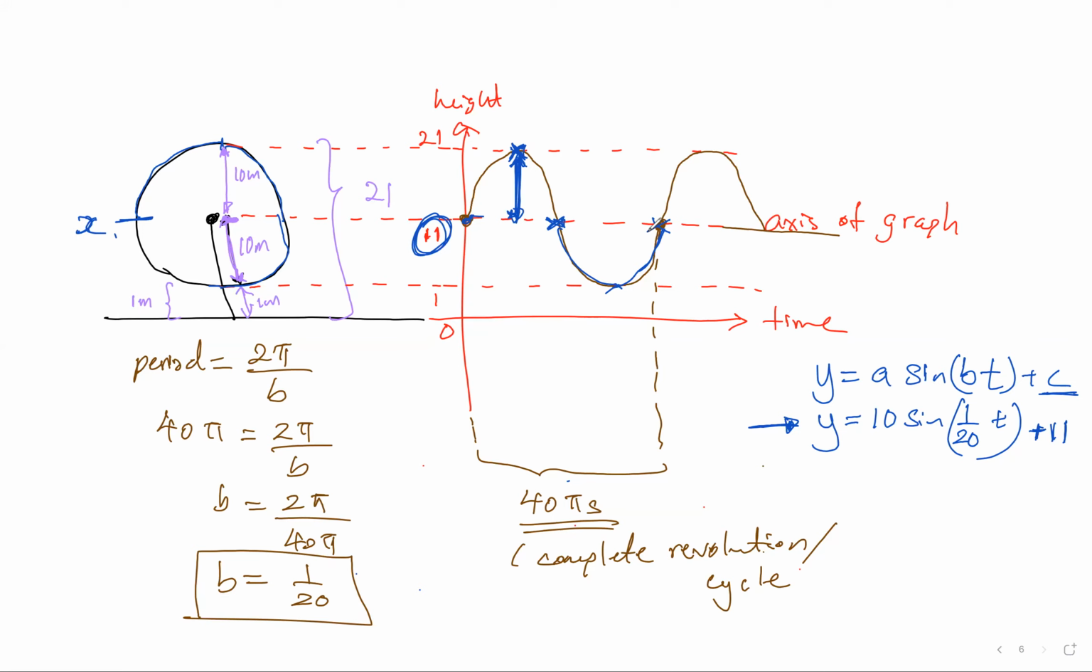Can you explain the A part? A means amplitude, correct or not? Amplitude means what? From the rest point or from the axis of curve all the way to the trough or to the crest. This is called the crest, the highest point. The lowest point is called the trough. So it's always from the axis of curve all the way to the highest point or to the lowest point. It's called your amplitude.